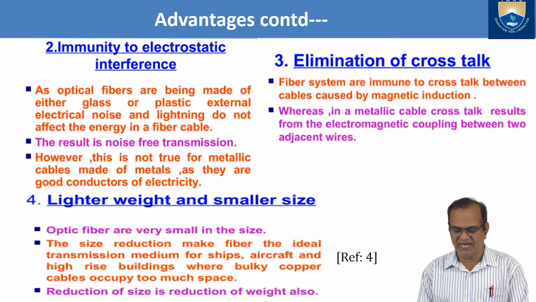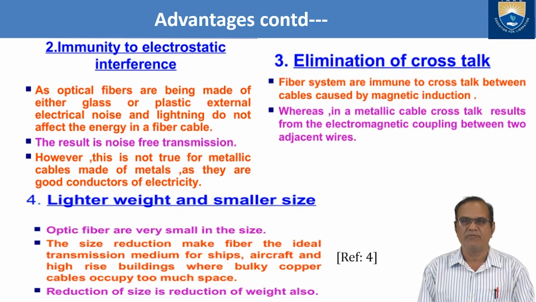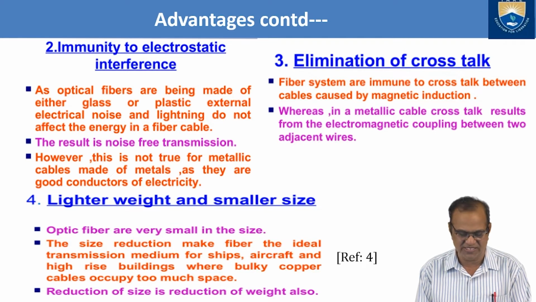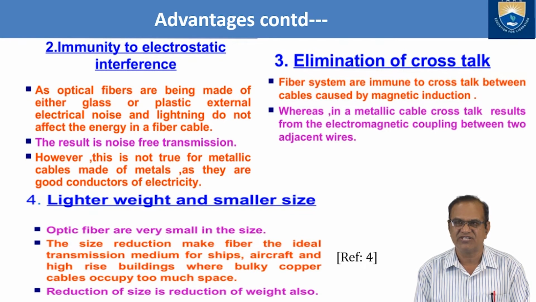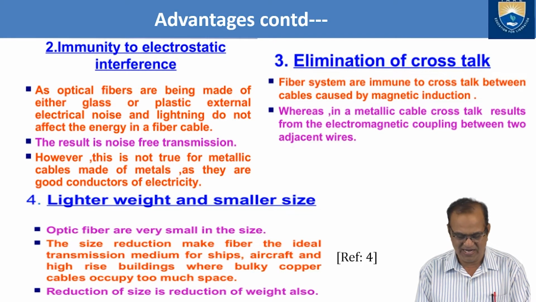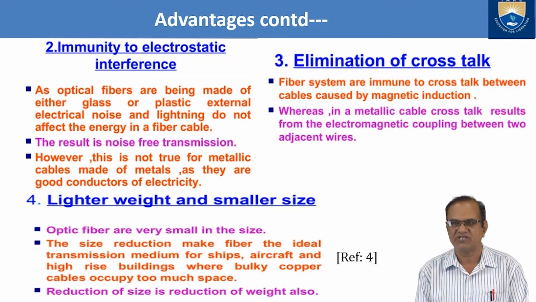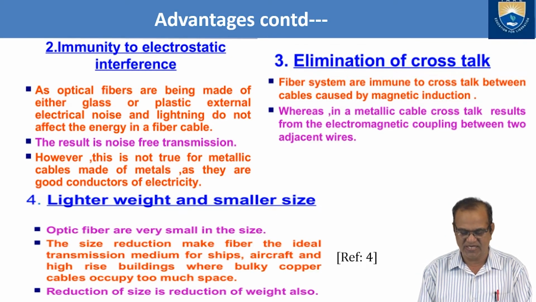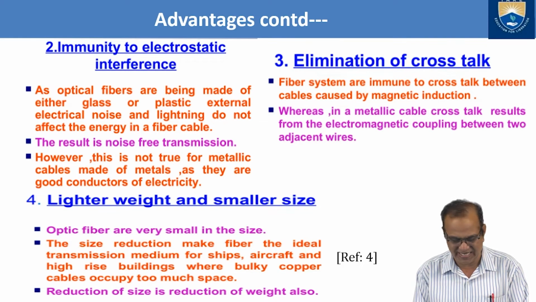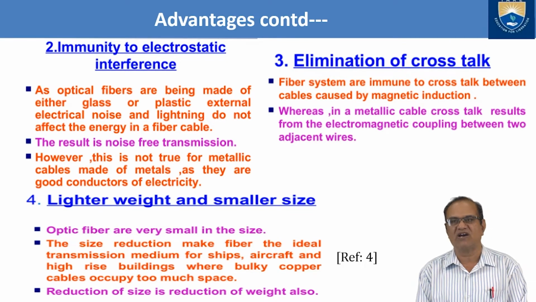Next is lighter weight and smaller size. Optical fibers are very small in size. The size reduction makes fiber the ideal transmission medium for ships, aircraft, and high-rise buildings, where bulky copper cables occupy too much space.